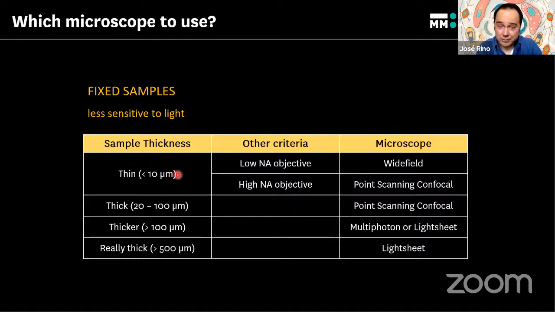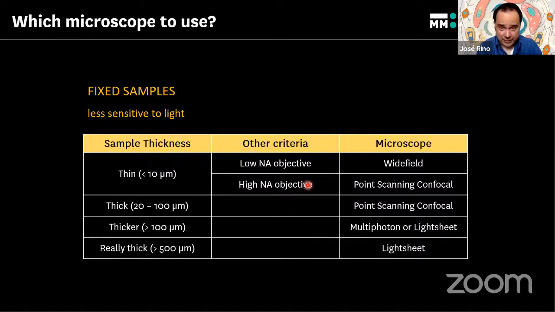If your sample is really thin and you're using a low NA objective with a big depth of field, meaning that everything will look in focus and you don't have, for instance, planes above and below because the sample is very thin, then what you're going to use is a wide field.